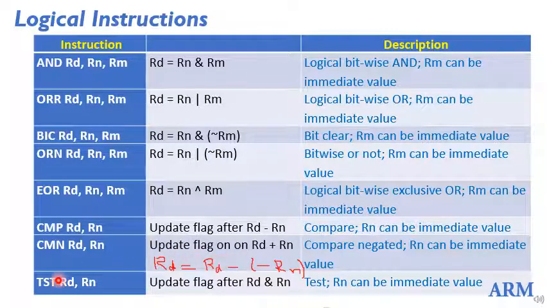The next operation is similar, the test instruction. The mnemonic is TST. TST performs the bitwise AND of these two operands RD and Rn. But again the result will not be available. It will be reflected by the flags. In all these cases, the second operand can also be an immediate value.